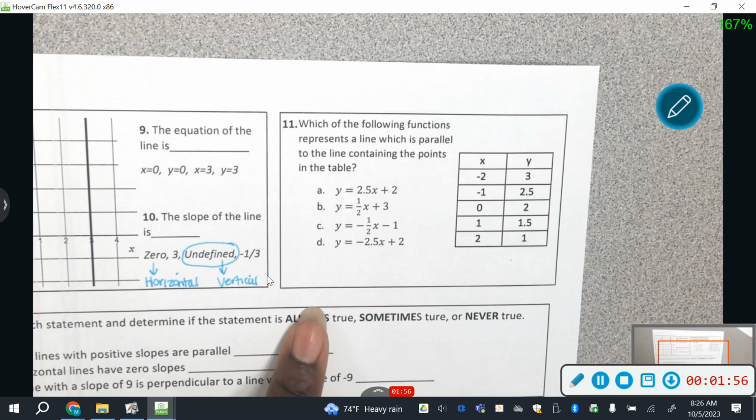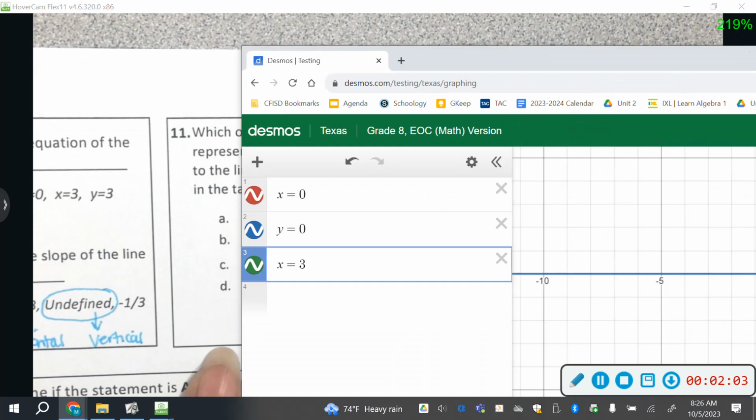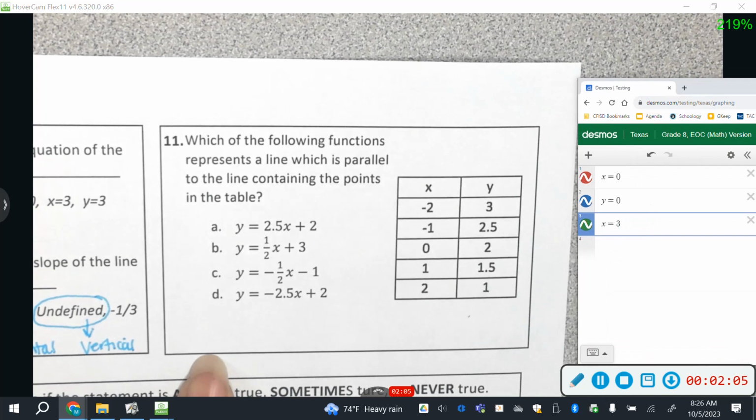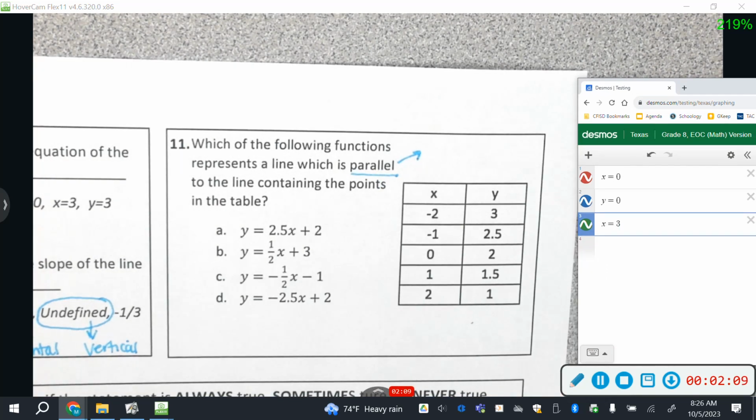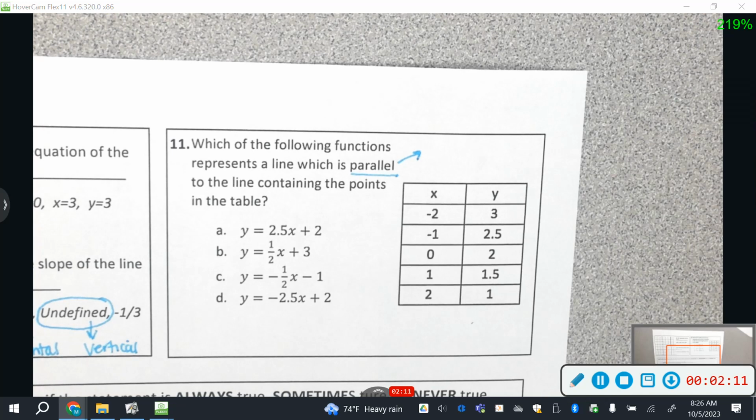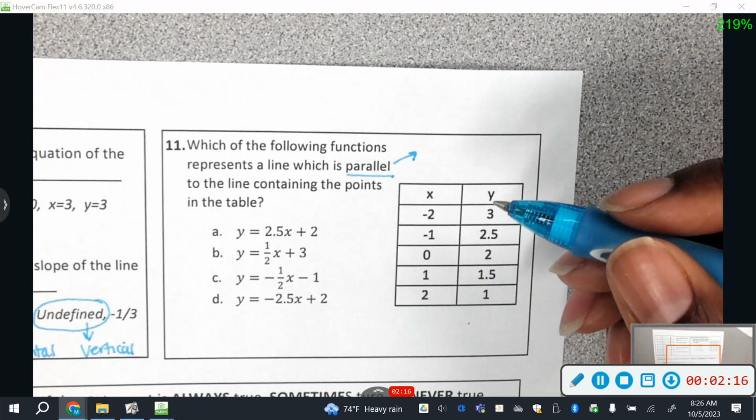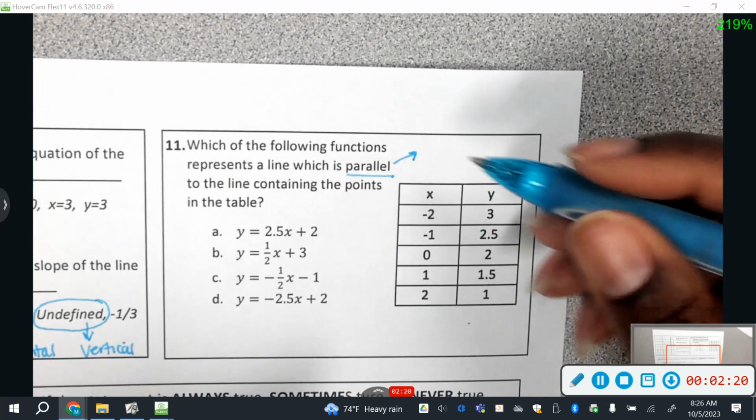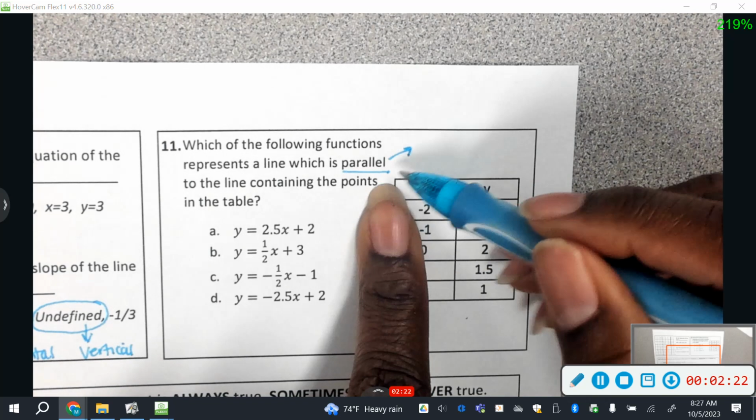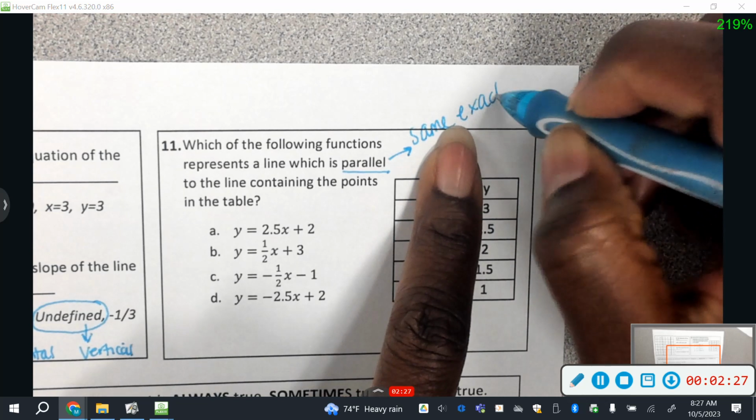Okay, moving on. Which of the following functions represents a line which is parallel to the line contained in the table? Well, first of all, parallel lines, you need to know what that means. What does parallel line mean? If you don't know that, it's the same what though? The same what? If you don't know, look at the poster. Please pay attention here because somebody needs to take their checkpoint from yesterday. So this can help you. Parallel lines, it must be the same exact slope.